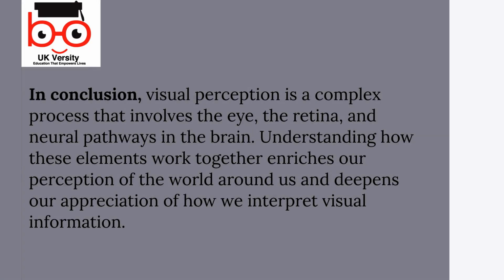In conclusion, visual perception is a complex process that involves the eye, the retina, and neural pathways in the brain. Understanding how these elements work together enriches our perception of the world around us and deepens our appreciation of how we interpret visual information.